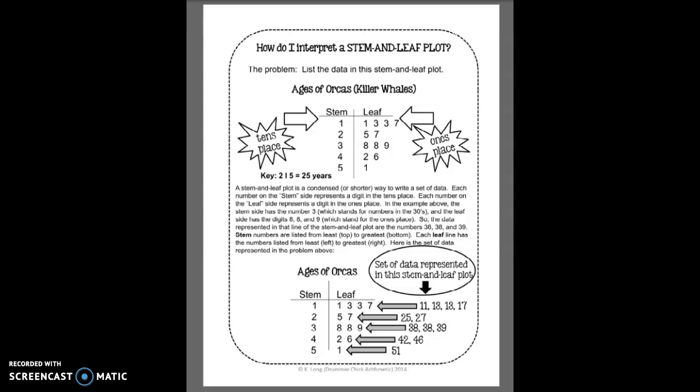Investigation 4 is stem and leaf plots and box and whisker plots, and instead of using the Investigation 4 that's in the book, I found some activities I thought did a better job of teaching both of these concepts. The first one is stem and leaf plot, and this very first page just explains what a stem and leaf plot is. This side of the plot is called the stem, and this side is called the leaf, and it's the tens and the ones place.